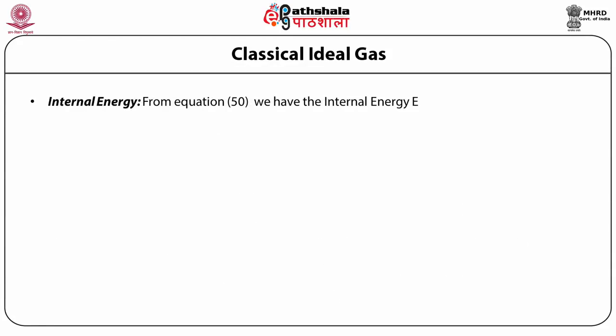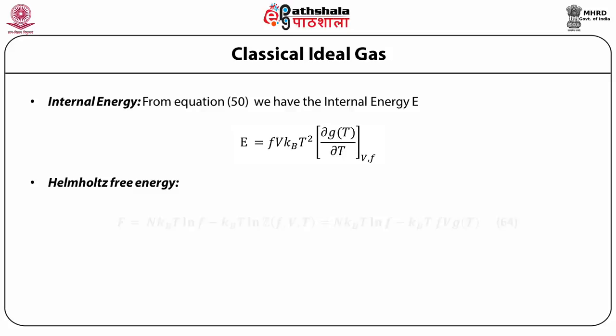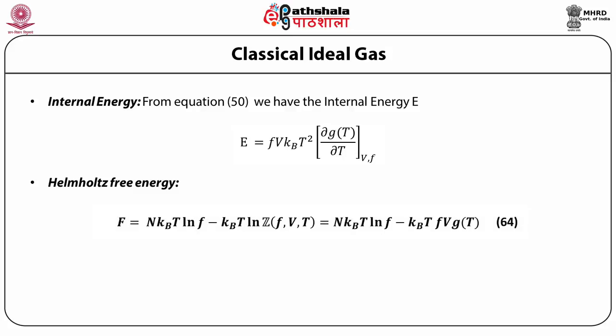From equation 50, we have the internal energy E equal to fugacity times volume multiplied by Boltzmann constant multiplied by T square multiplied by partial derivative of G with respect to T at constant volume and fugacity. Helmholtz free energy F can be written as n kBT log of fugacity minus kBT log of the partition function, which is equal to n kBT log of fugacity minus kBT multiplied by fugacity multiplied by volume multiplied by G as a function of T.